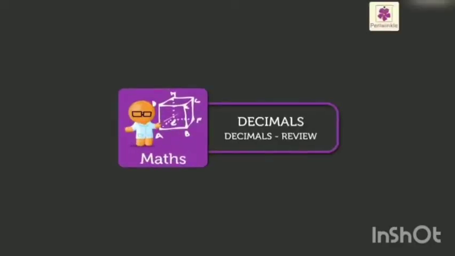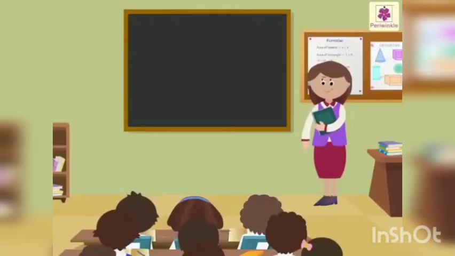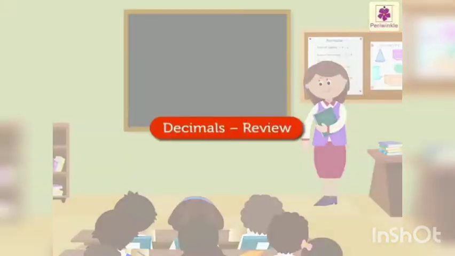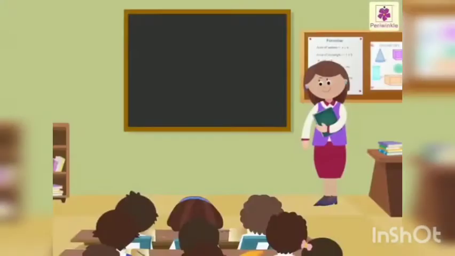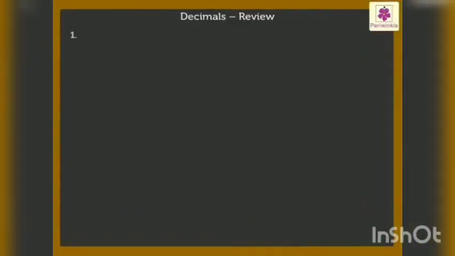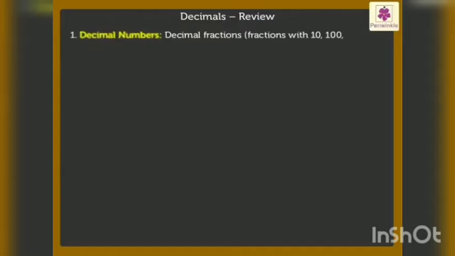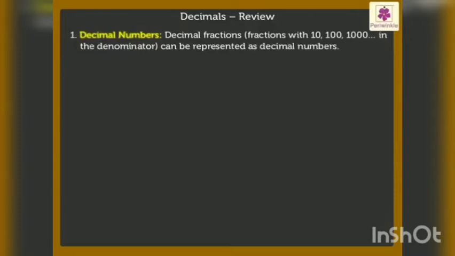Decimals Review. Hello kids, today let us revise the decimals. We shall revise it point by point. Decimal numbers. Decimal fractions, that are fractions with 10, 100, 1000 and so on in the denominator, can be represented as decimal numbers. For example, 3 upon 10 is represented and read as 0.3.